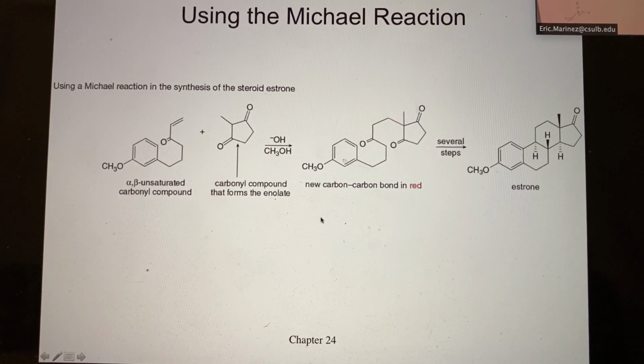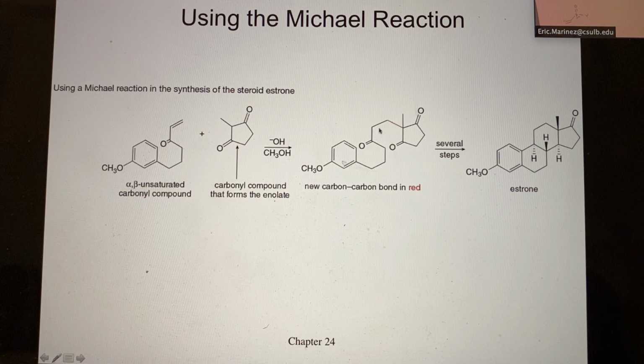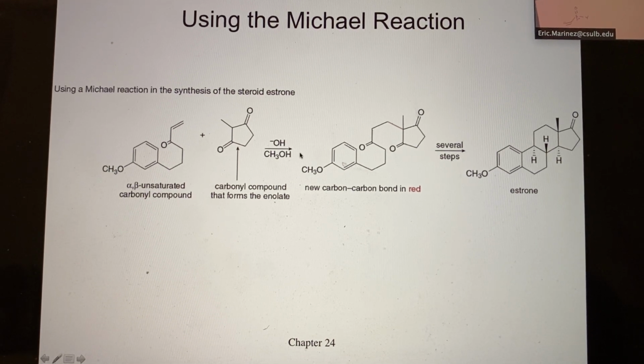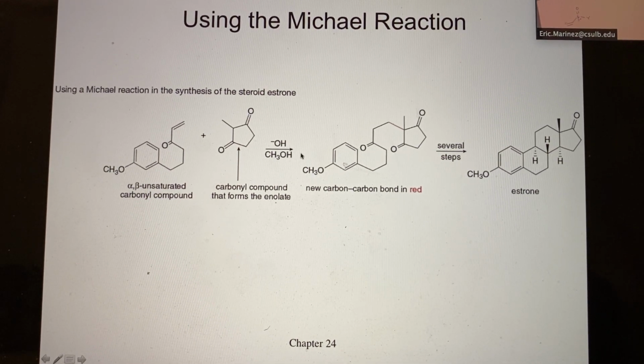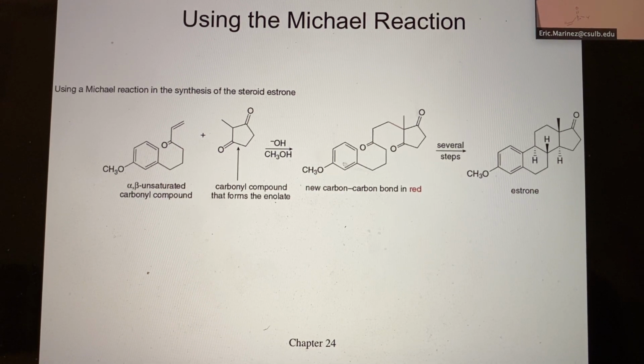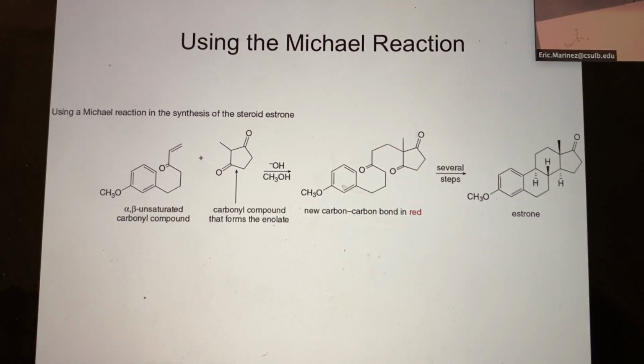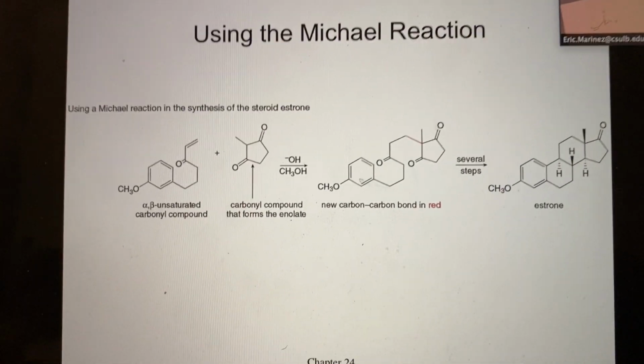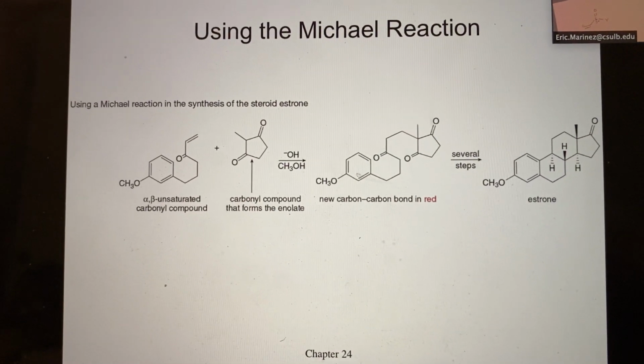Okay, so what's really interesting is that a lot of the stuff I'm talking about in the past couple of chapters and in this chapter, we're going to start seeing its synthetic potential. And this is one example of its synthetic potential, the example of potentially making a steroid, a hormonal steroid.